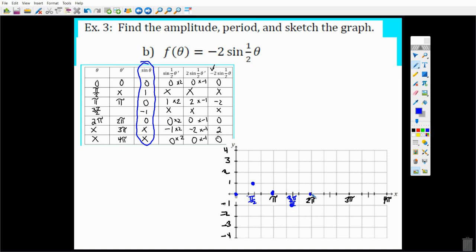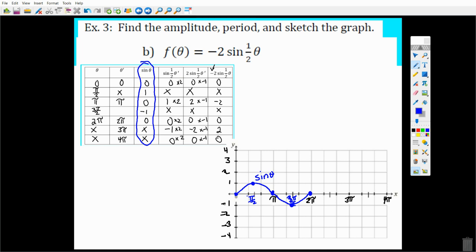And then back at 2 pi, it's 0. So here is the graph of sine. Notice how it's small compared to what we've been doing before. So this is sine theta. All right, and our next graph, sine of 1/2 theta.